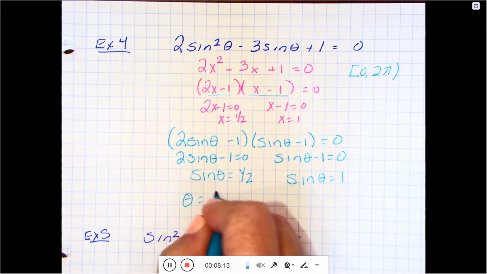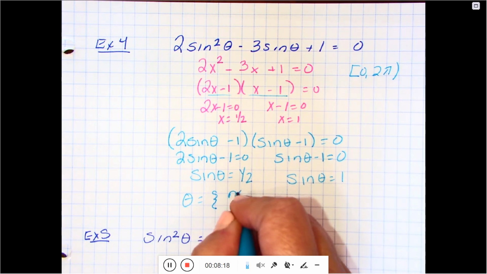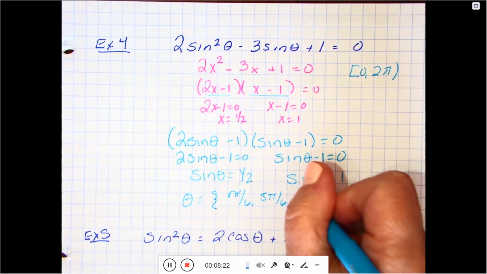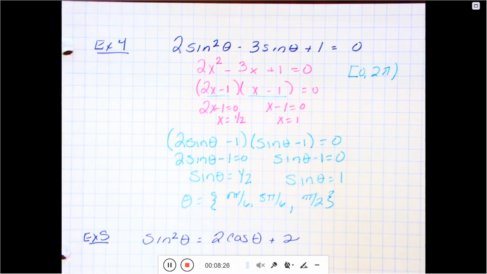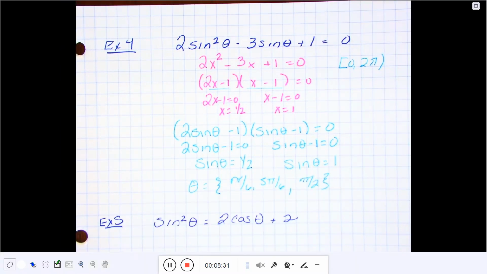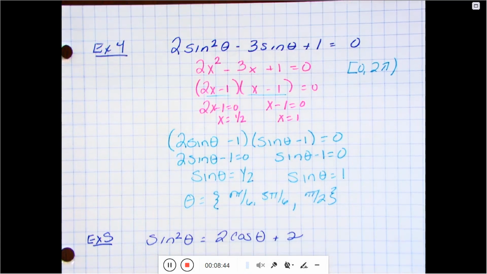So theta would equal, so where's the sine a half? The sine is a half at pi over 6 and 5 pi over 6. And then where's the sine 1? At pi over 2. And you have 3 solutions to that problem. Okay, so we apply all those things we know about solving equations to solving trigonometric equations. So let's look at the next one.